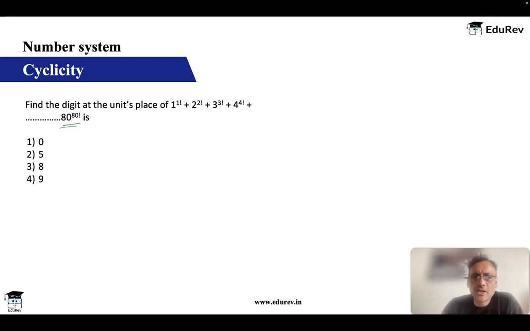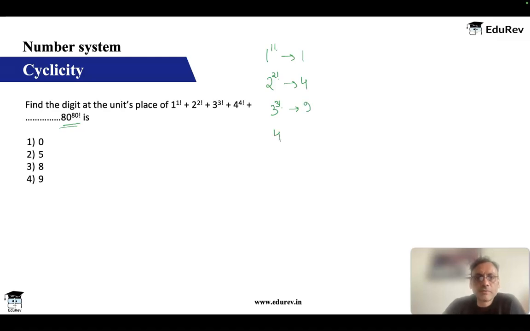So let's start with 1. 1 to the power 1 factorial basically means 1 to the power 1, so my last digit is 1. 2 to the power 2 factorial means 2 to the power 2, or 2 square, so my last digit is 4. 3 to the power 3 factorial. 3 factorial basically means 6, right? So 3 to the power 6, and 3 has a cyclicity of 4. So 3 to the power 6 is the same as 3 to the power 2. So the last digit will be 9.